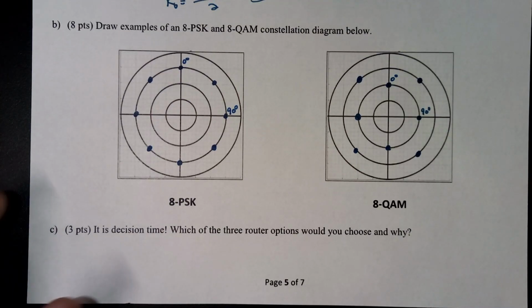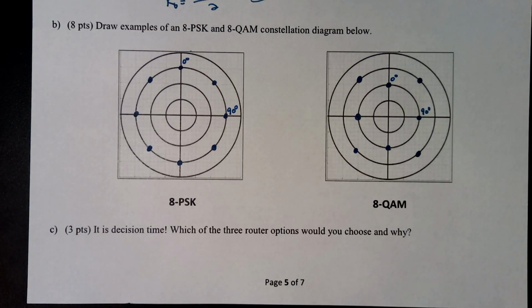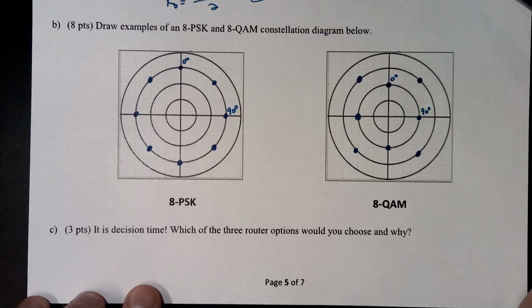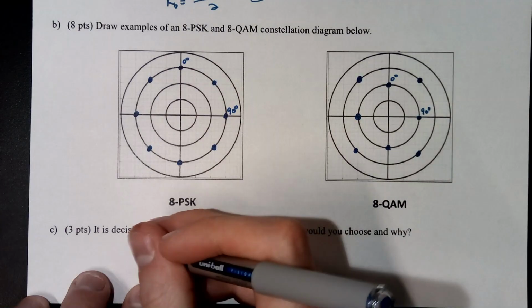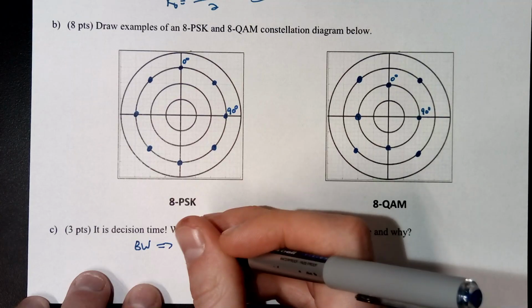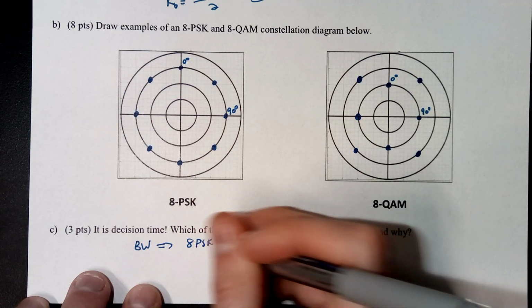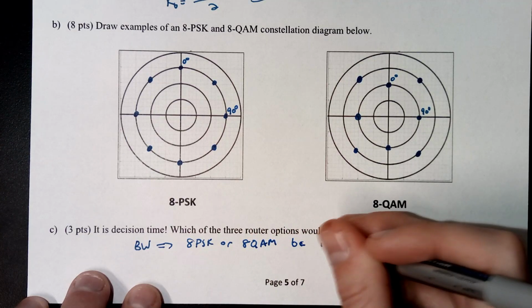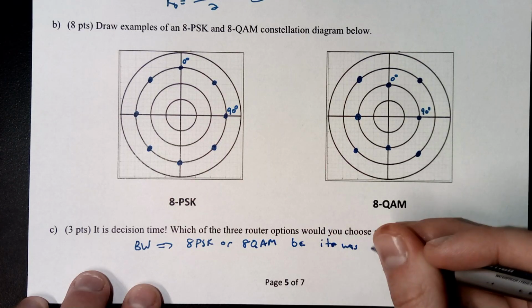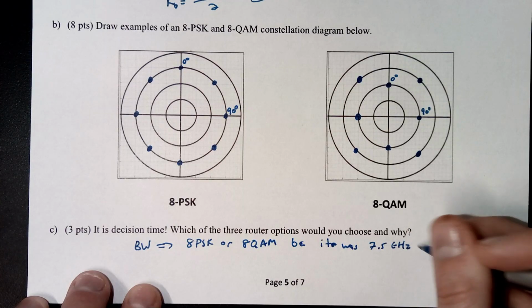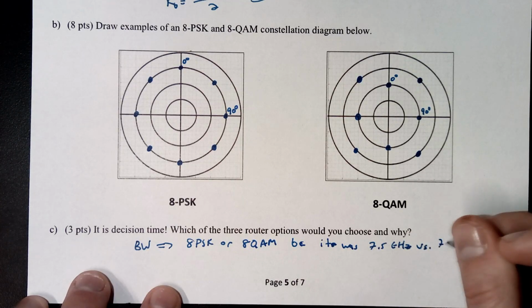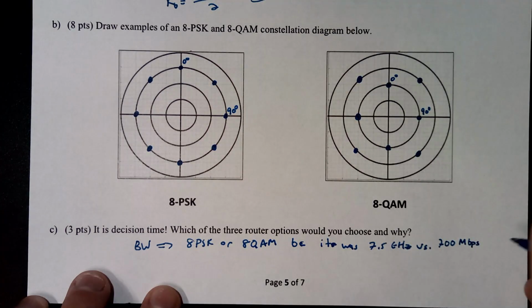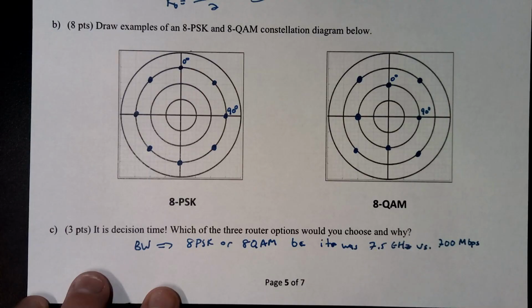So that should lead you to the answer for part C, which is: at decision time, which of the three router options do you choose and why? Well, for the bandwidth, we want either 8 PSK or 8 QAM, because it was 7.5 gigahertz versus the 700 megabits per second for the other one. So clearly we want the 8 PSK or 8 QAM.